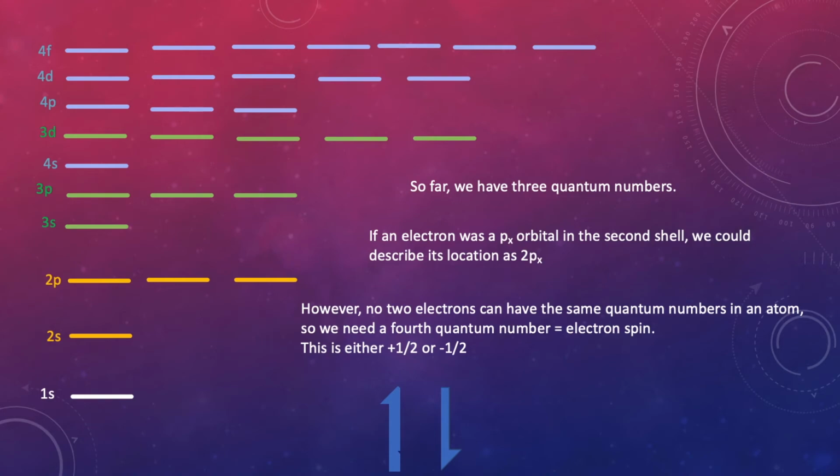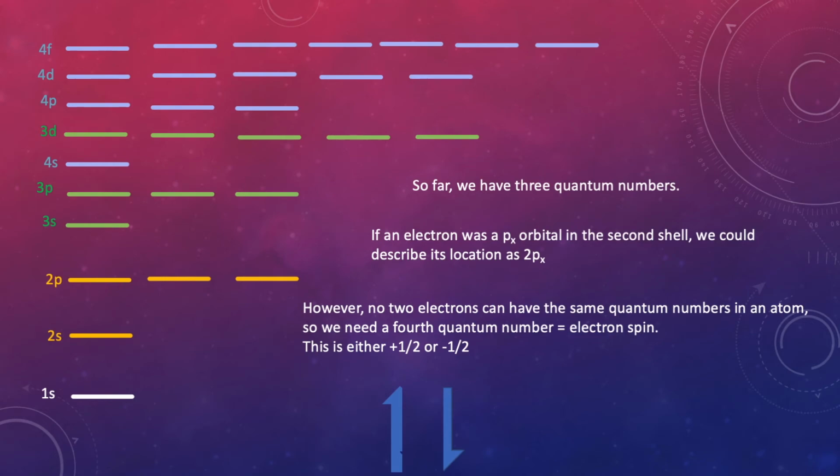An electron spin is either plus a half or minus a half, and we denote those by half-headed arrows. The plus a half is going up and minus a half is going down. And when we start filling these orbitals, we must always put 1 electron up and 1 electron pointing down.